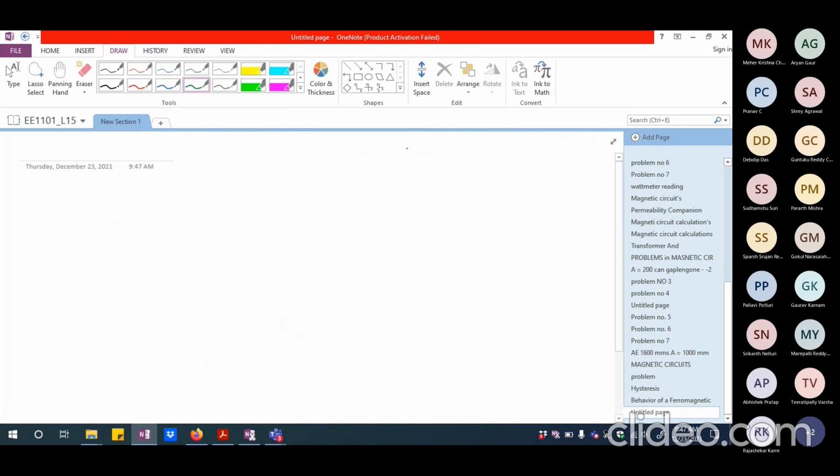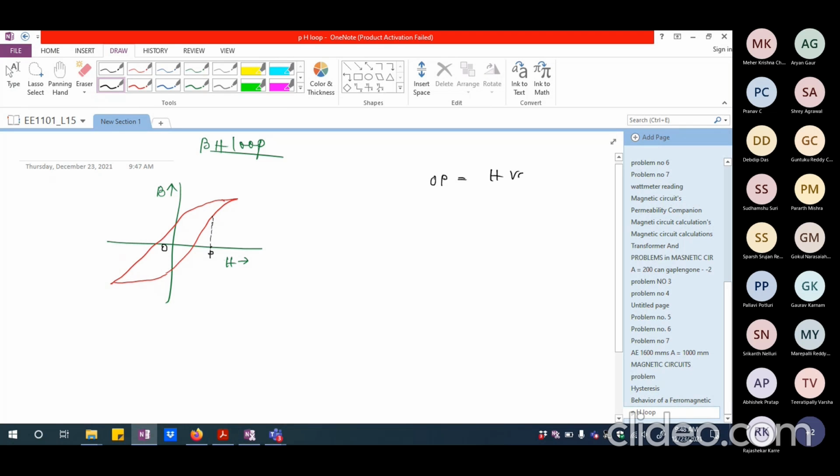Let me probably just redraw this once again. So let me say that this is my B axis and this is going to be the H axis, and I'm going to have something like this. From here it is coming down and from here it is going up like this. So this is the BH loop that I am looking at. So let us say I am looking at a point where this H value is OP. OP is the H value at this particular point.